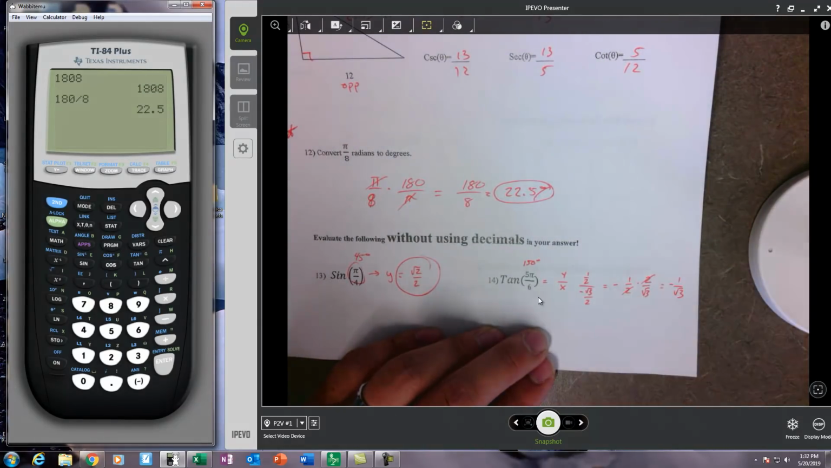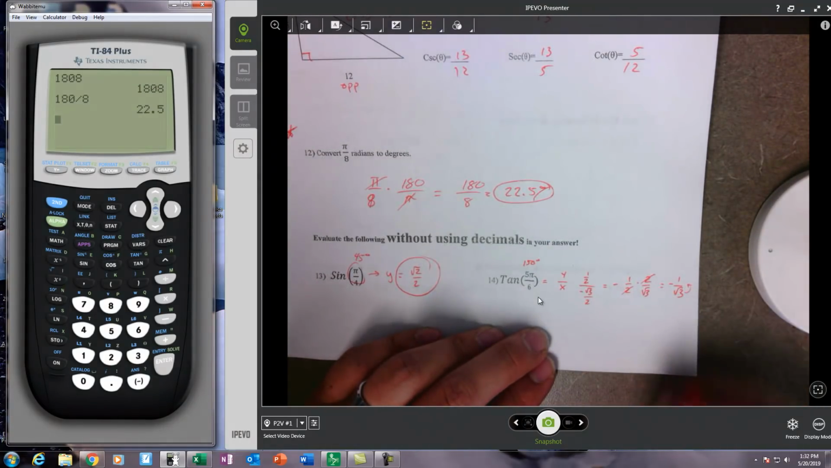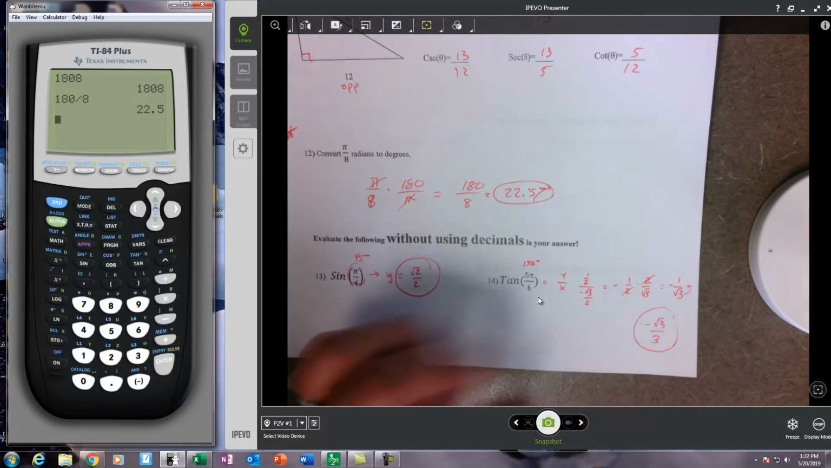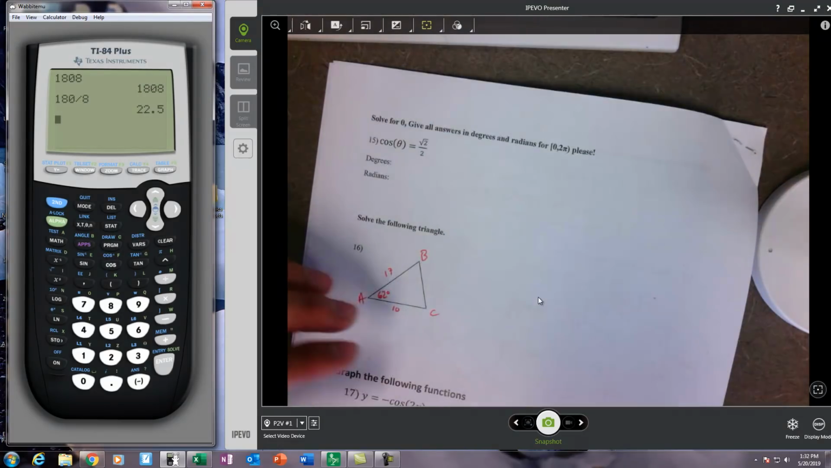But remember, we're not supposed to leave roots on the bottom. When we pull them up, the price is to leave one behind. So negative root 3 over 3 will be our tangent there. Again, if you put that in the calculator, it's not going to give you the exact answer.